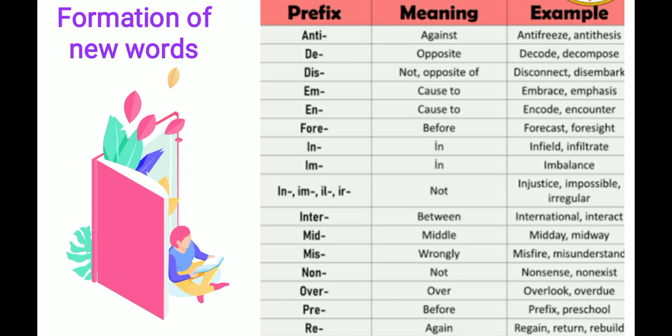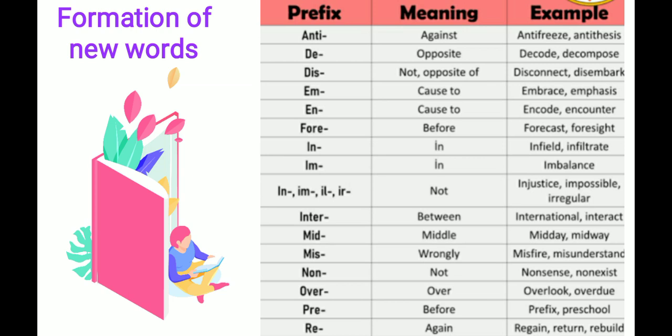Then en means cause to. This also means cause to. We can add en with code. It will form a new word, encode. En with counter. It will form a new word, encounter. Fore means before. Forecast. With cast we have added fore. That means forecast. Sight, foresight.